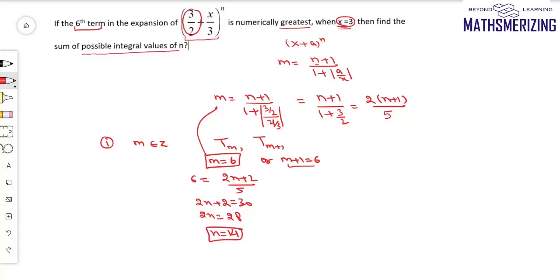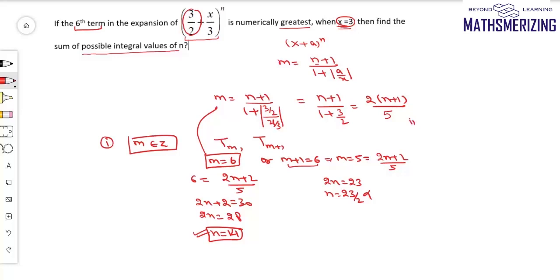Now the second case, when the value of m is 5. So if I put m as 5, I'll write 5 equals (2n plus 2) upon 5. So 2n will be 25 minus 2, 23. So n is 23 upon 2. So it's not an integral value, so I'll discard it. So when m is an integer, one of the possible values of n is 14.